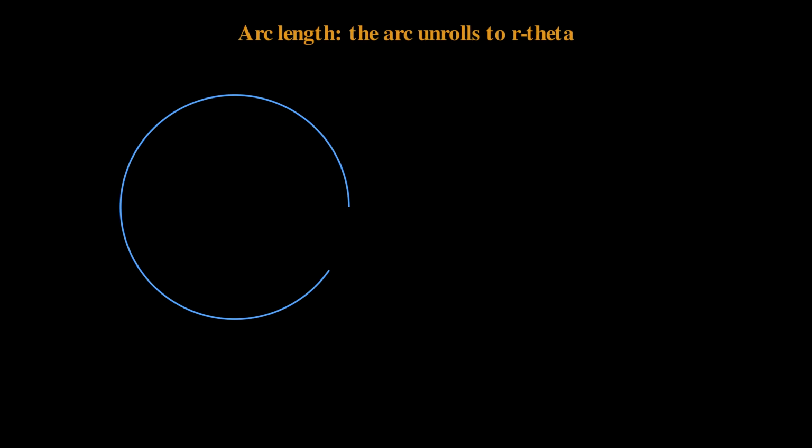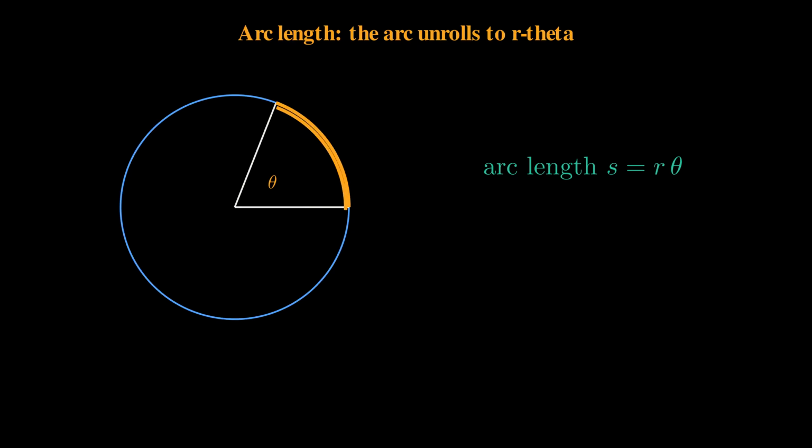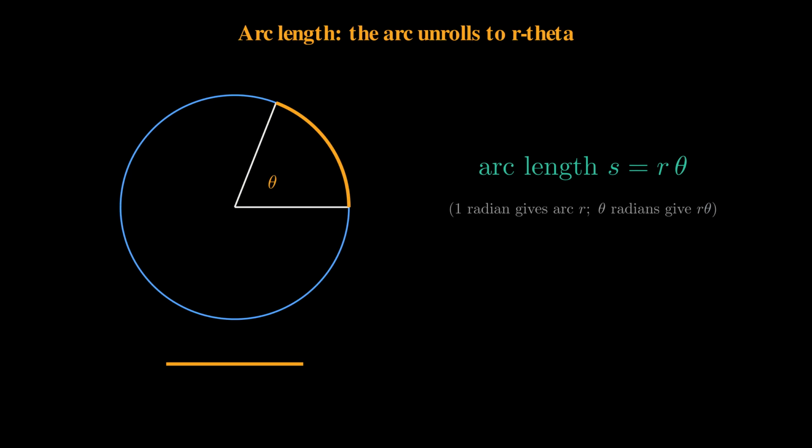Now the first payoff. Take a sector with angle theta radians, the bold arc along the edge. How long is it? 1 radian gave an arc of 1 radius, so theta radians give theta radii. The arc length is simply r times theta. Watch it literally. Unroll that arc into a straight line and its length is r theta. No pi, no fractions of 360, just r times the angle, as long as the angle is in radians. That clean simplicity is the whole reason radians exist.